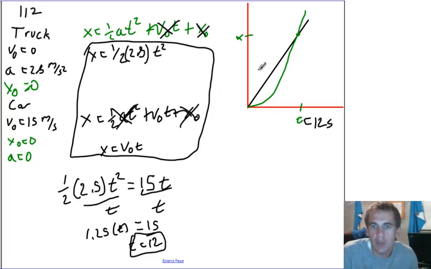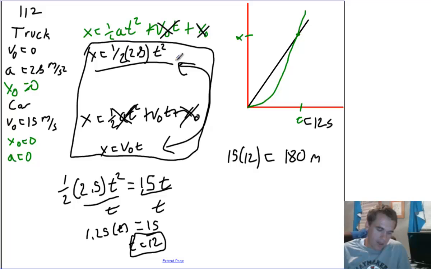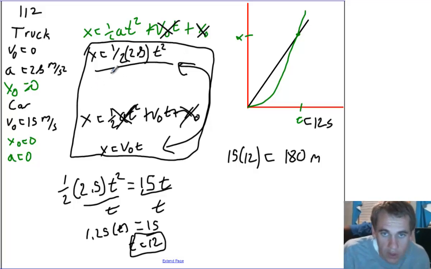Okay? What about where? Well, just pick one of these two equations and put in that time. I'm going to do both to show you it works for both. Okay, so for this one, my initial velocity was 15, so if I take 15 times 12, I get 180 meters, right? If I come up to this point, 144 times 2.5 times 0.5 equals 180. And so it totally works out. They are the same. Okay? Just don't make silly calculator mistakes.